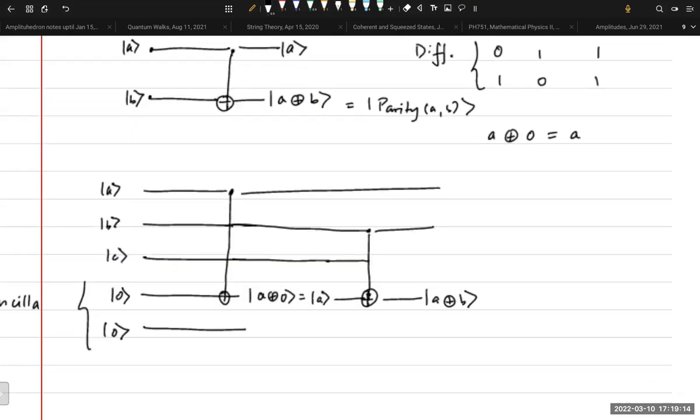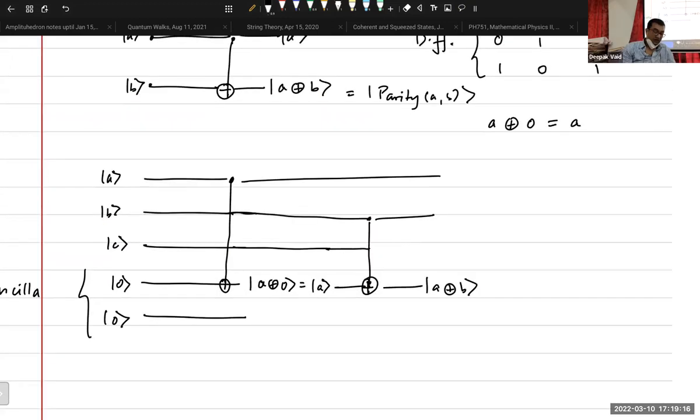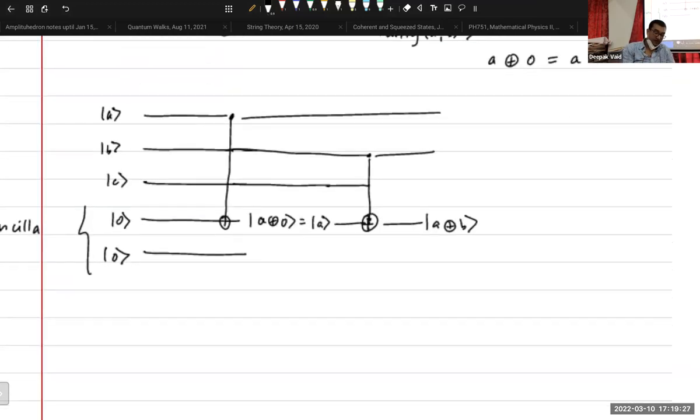So now we can do exactly the same thing with the second and third qubit, right? And we will store that parity in the second ancilla. So what do we do now? We take the second qubit and we perform a CNOT between the second qubit and the second ancilla. What do you end up with here? You end up with B XOR 0, which is B.